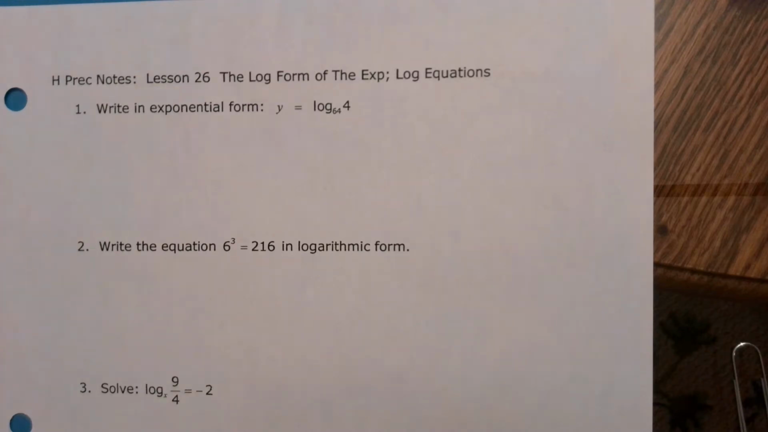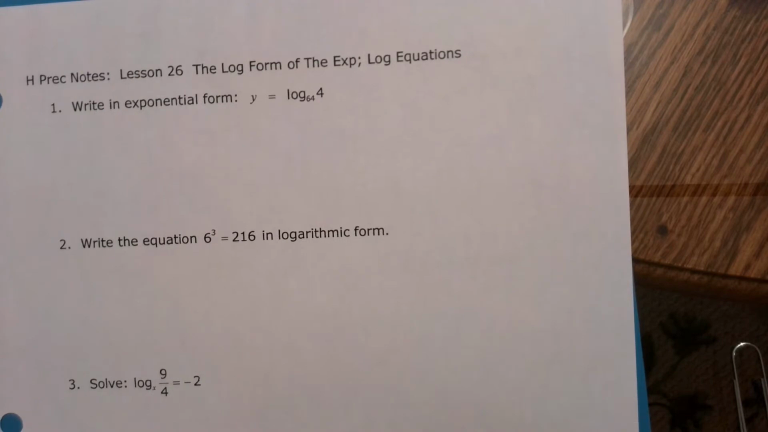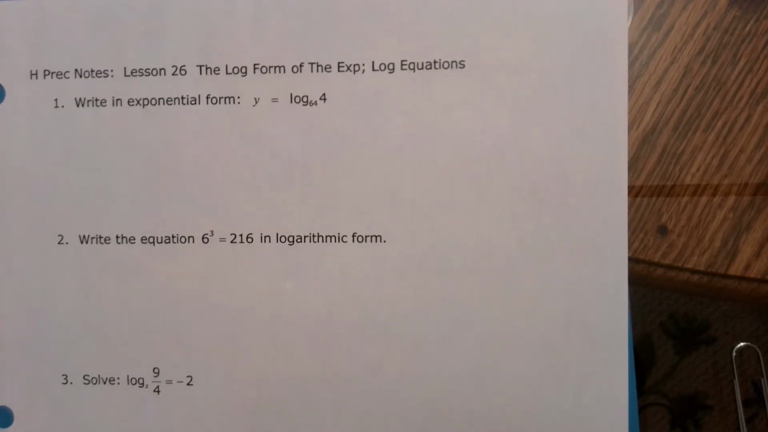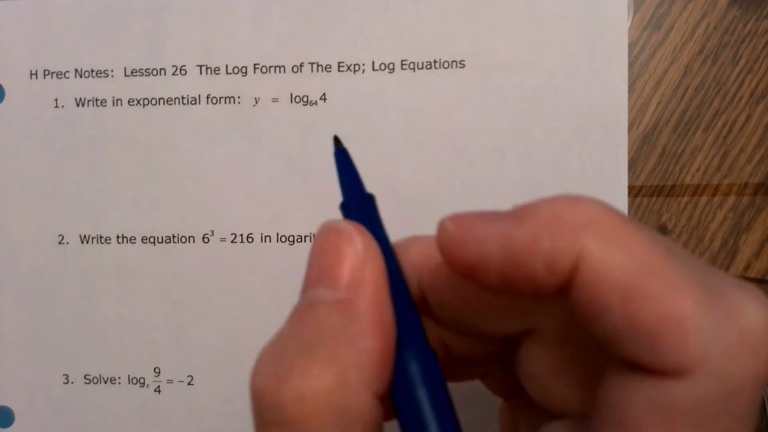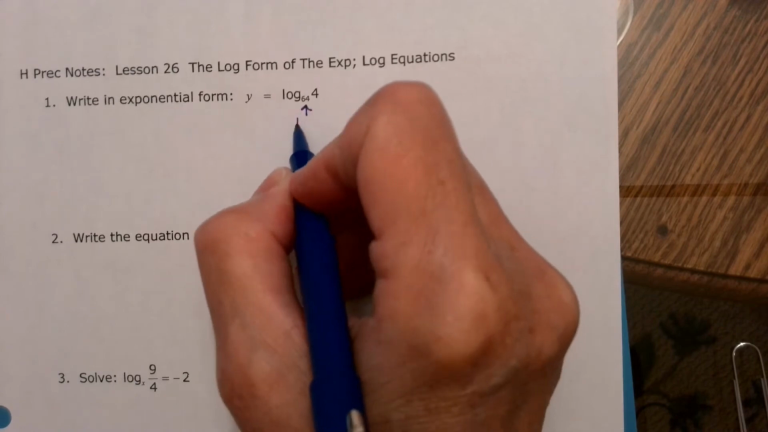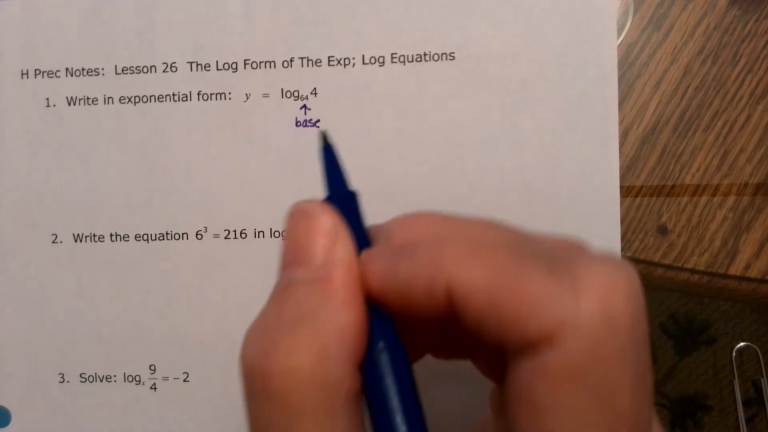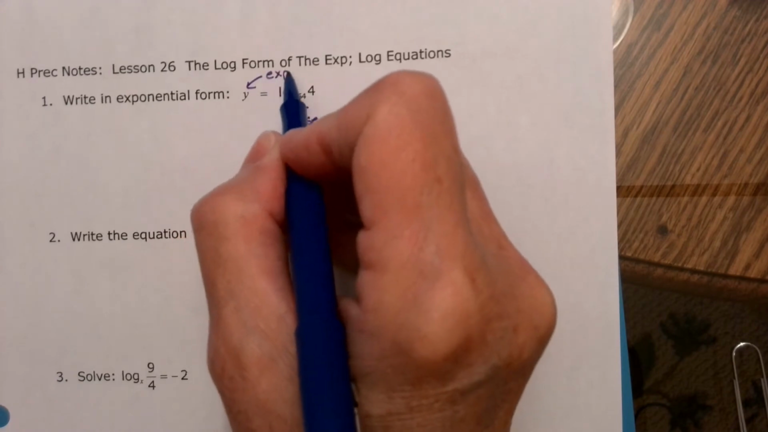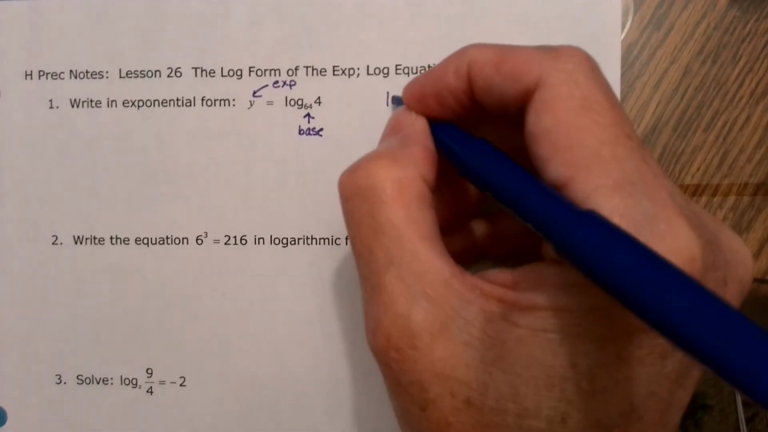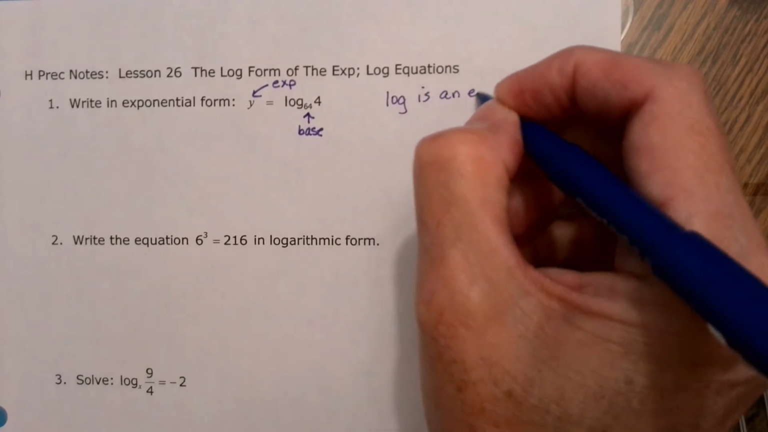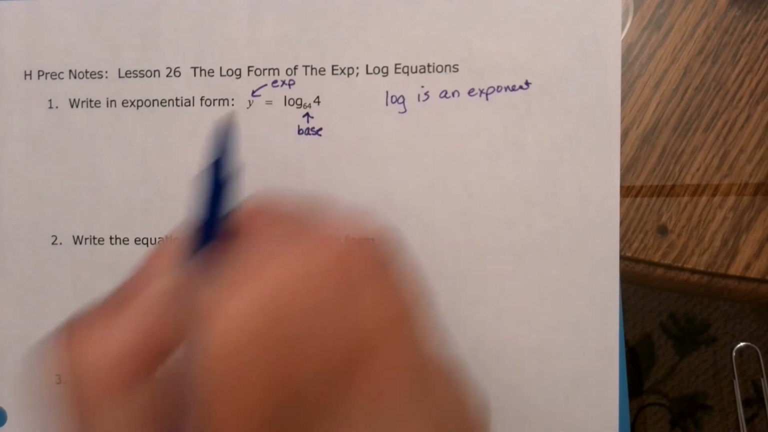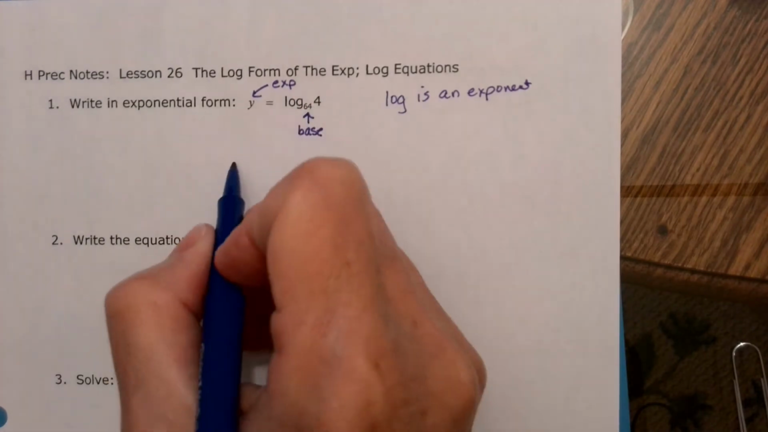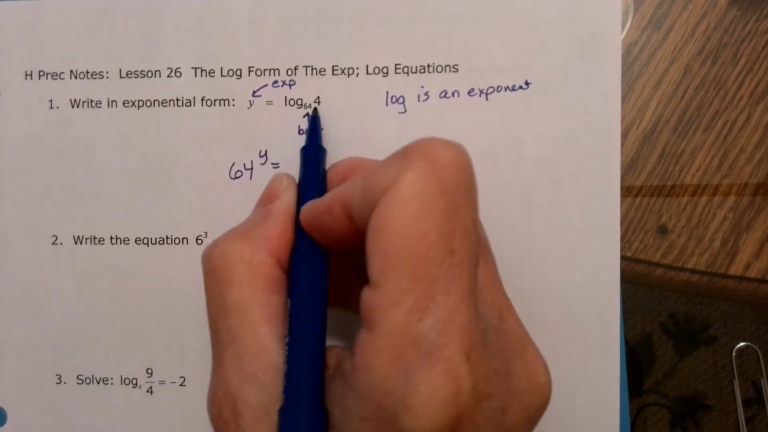Okay, lesson 26. The first thing we're going to do is learn how to take a logarithmic form and write it in exponential form, because this is in log form right here. So remember that this is called your base, and this will always be the same as the exponent, because a log is an exponent. So that means you're going to do 64 to the y power equals 4.